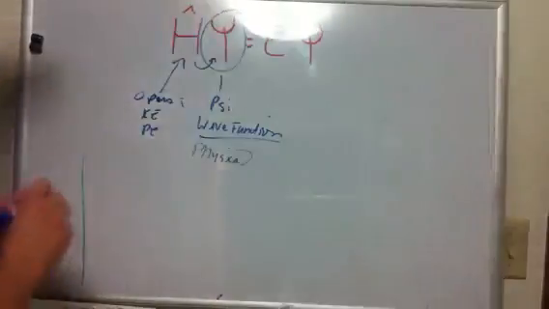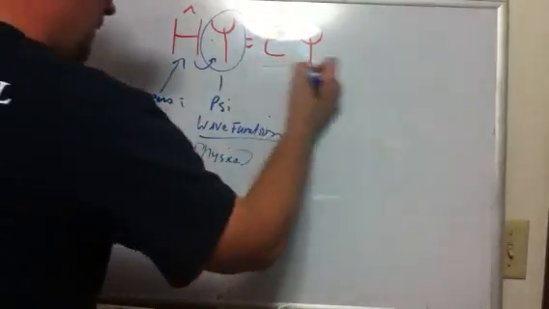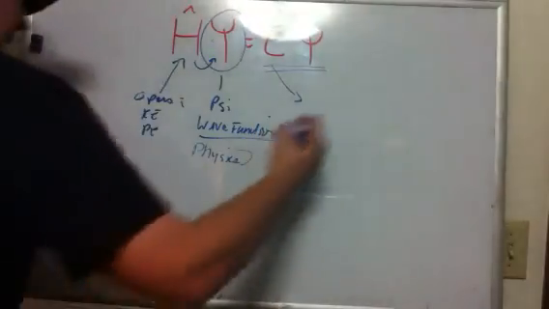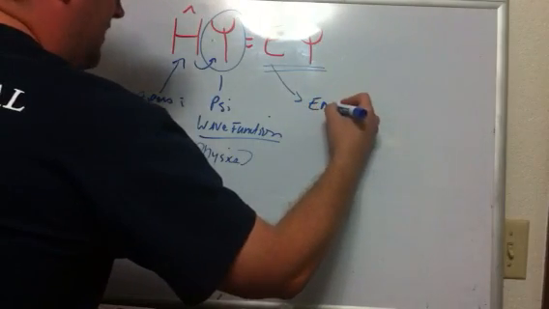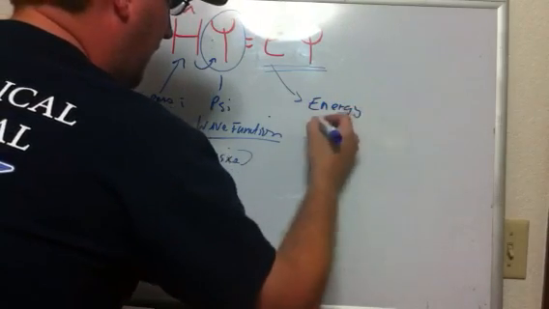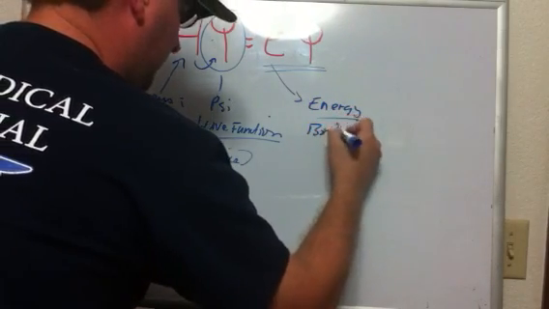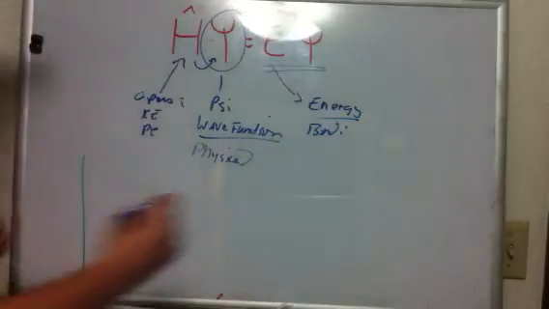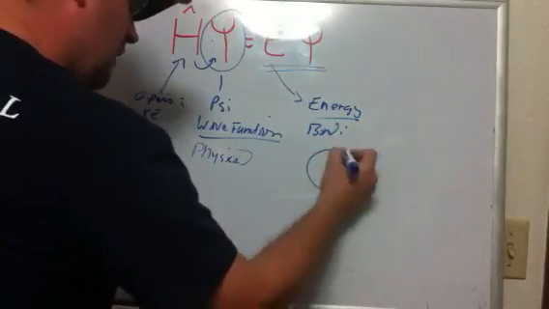So when we have this energy, this kinetic and potential energy, and that energy acts upon the wave function, what we get out of the formula are these two things here. We get this E, which is a constant, and it's a type of energy called binding energy. That is the energy that binds the electron to the nucleus.